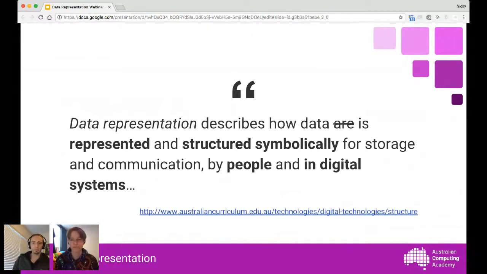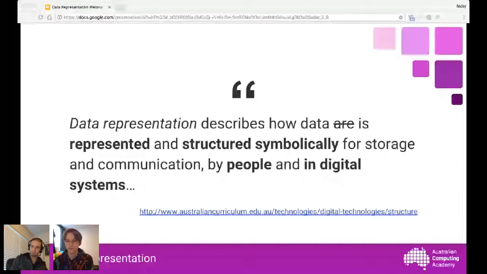Yeah, so I'll introduce the topic. Data representation is defined in the Australian Curriculum in the structure of the Australian Curriculum section, and this is the definition straight from the curriculum document. What we're focusing on is how data is represented and structured symbolically for storage and communication by people and in digital systems. And I think the thing that we really want to focus on is the by people element.